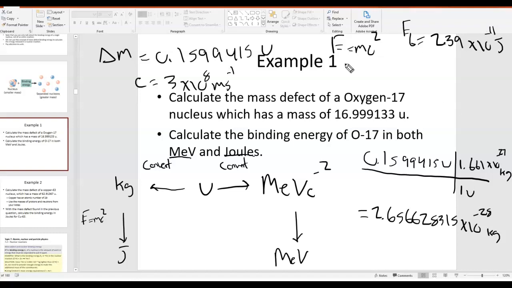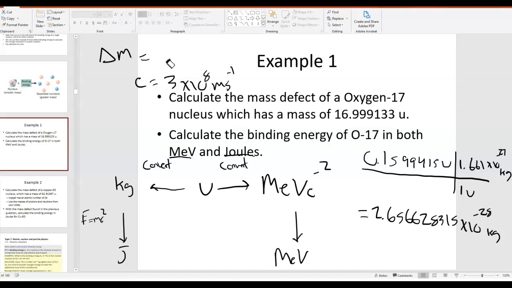Okay, that is the binding energy in joules. Now, what if we want the binding energy in MeV? Well, if we want the energy in MeV, then we need to convert the mass to MeV per c squared. Now, if you're asking yourself how you know which one to do, usually the problem will tell you what unit the energy should be in.